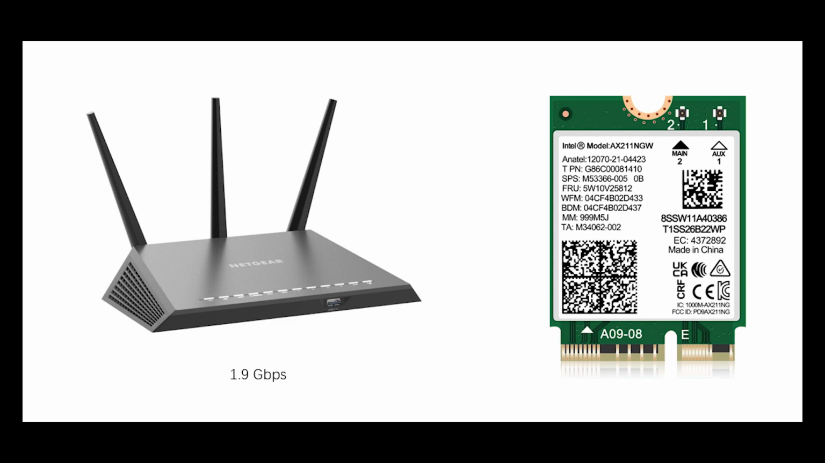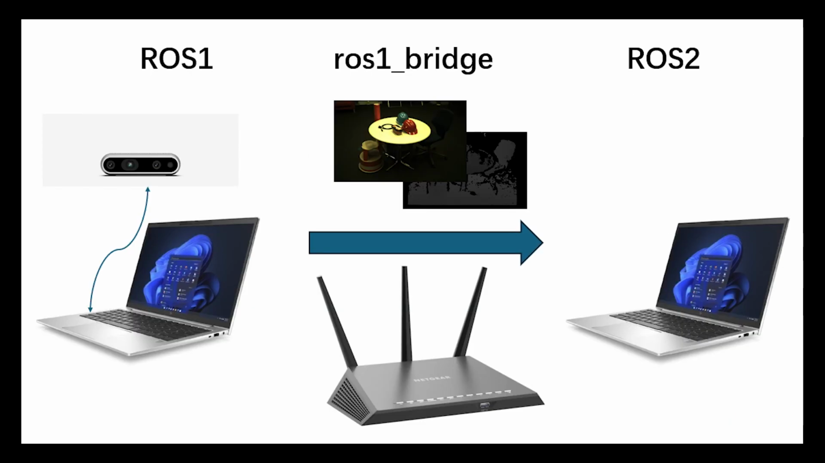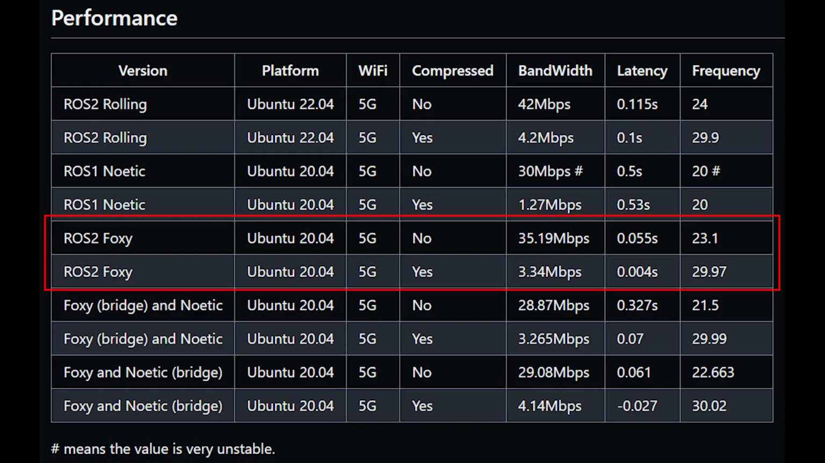In order to control variables, we use the same hardware platform, a Netgear R7000 with a maximum Wi-Fi transmission bandwidth of 1.9 gigabits per second, and two laptops equipped with Intel AX211 network adapters. Still transmit RGBD images, that is two 480p 30-frame video streams. Let's look at the results. First, the ROS2 Foxy result using ROS1 bridge.